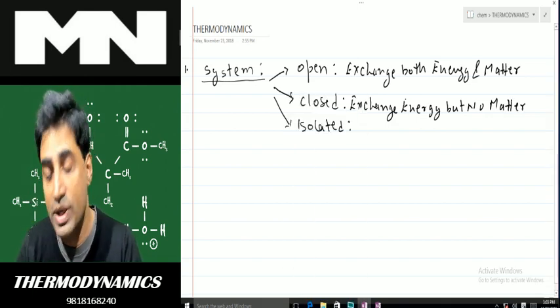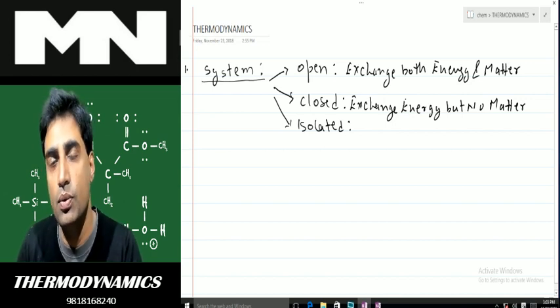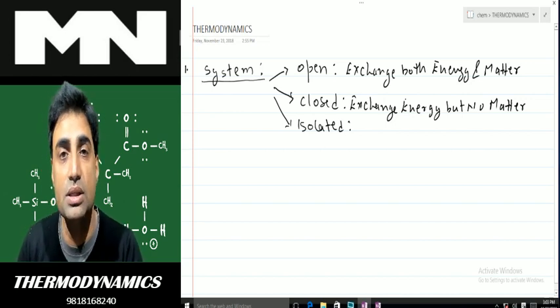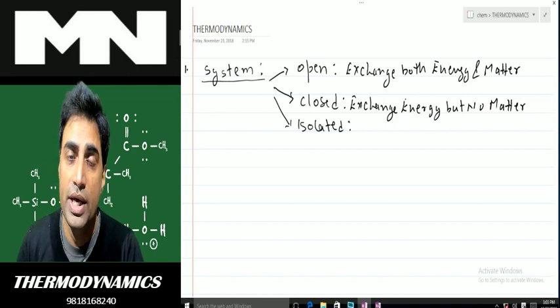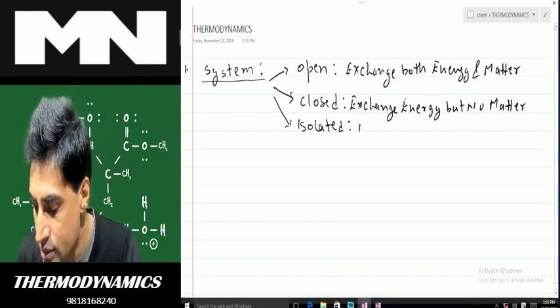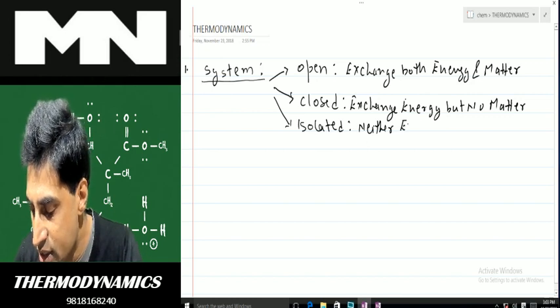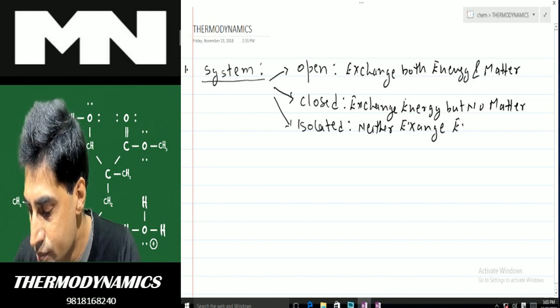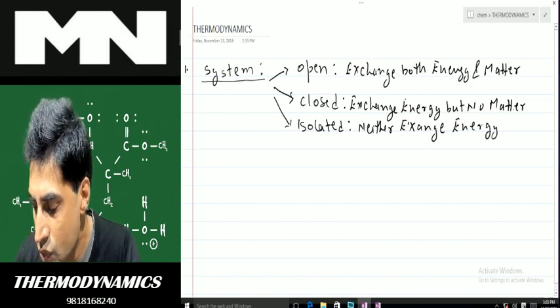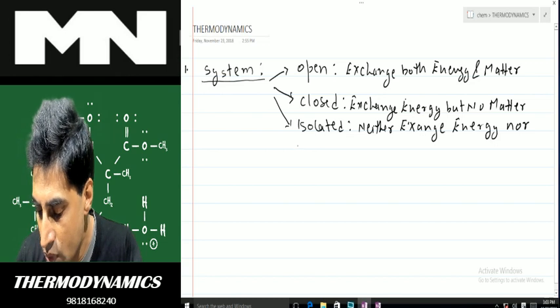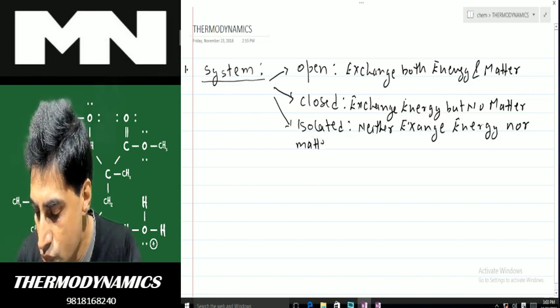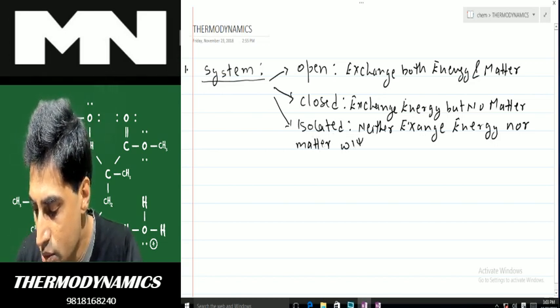Likewise, if we talk about an isolated system, if you put that glass of hot water in a thermos or thermoflask, it can neither exchange energy nor matter with surroundings.